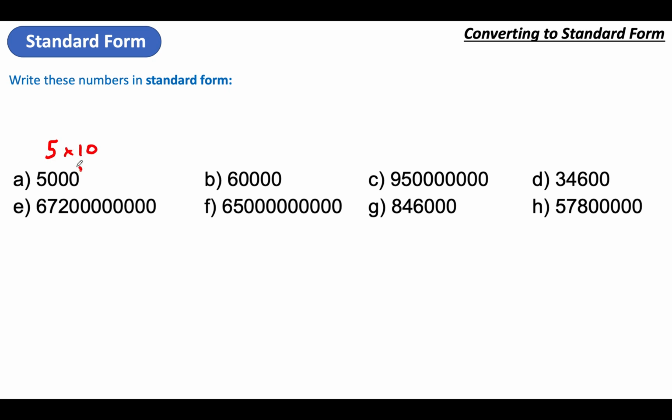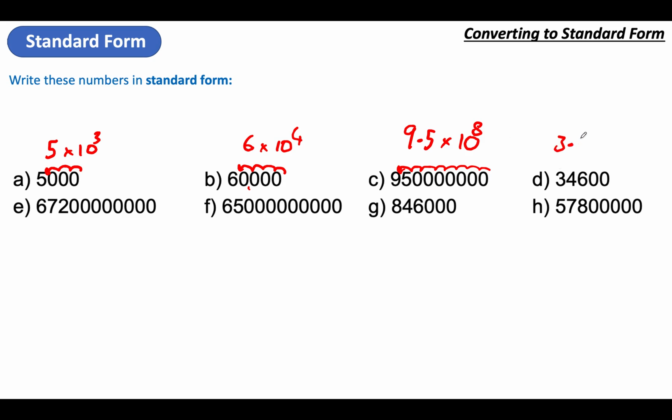5 times 10, 1, 2, 3 places. 5 times 10 to the power of 3. What about this one? 6 times 10 to the power of 1, 2, 3, 4. 6 times 10 to the power of 4. This one, right, 9.5 times by 10 to the power of 1, 2, 3, 4, 5, 6, 7, 8. Oh, makes your eyes go a bit squiffy. So 9.5 times 10 to the power of 8.